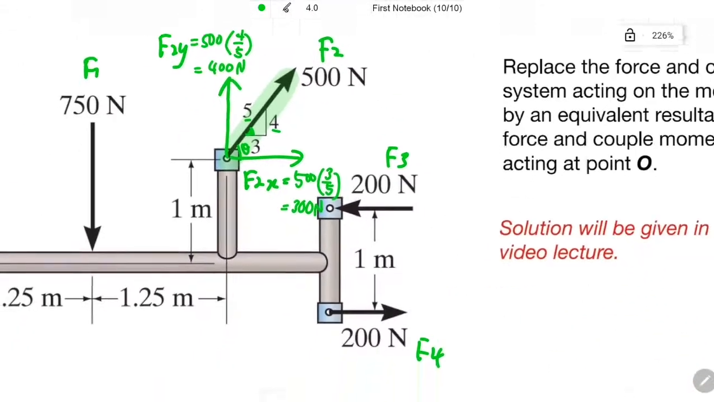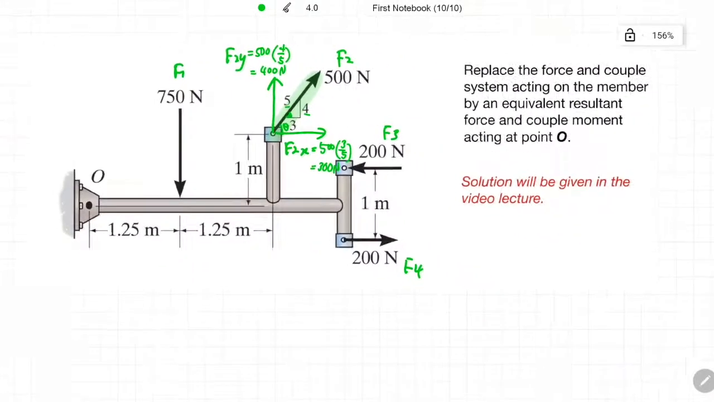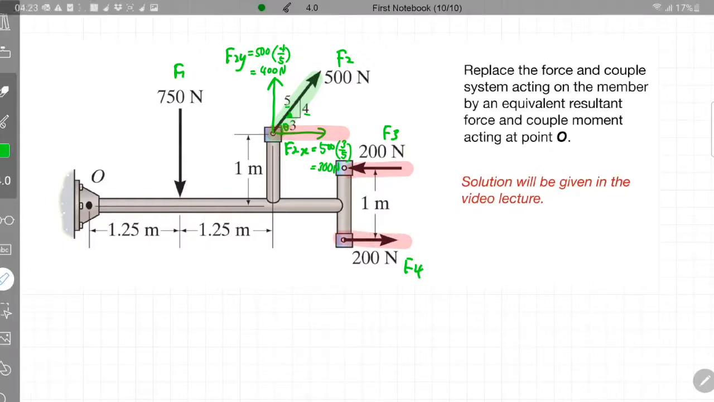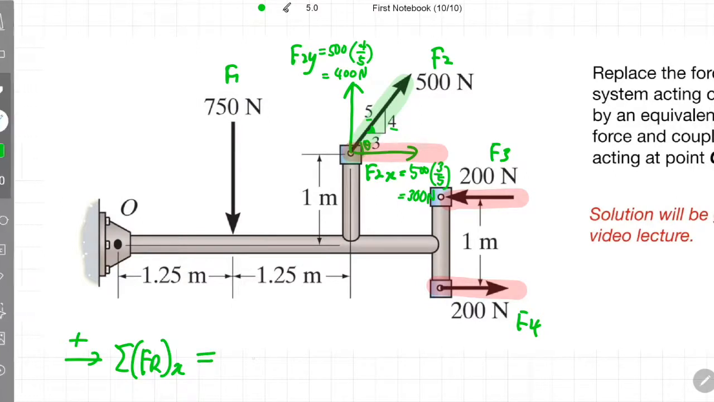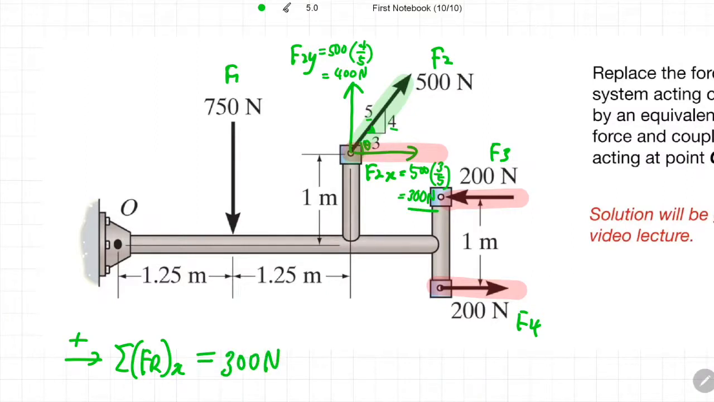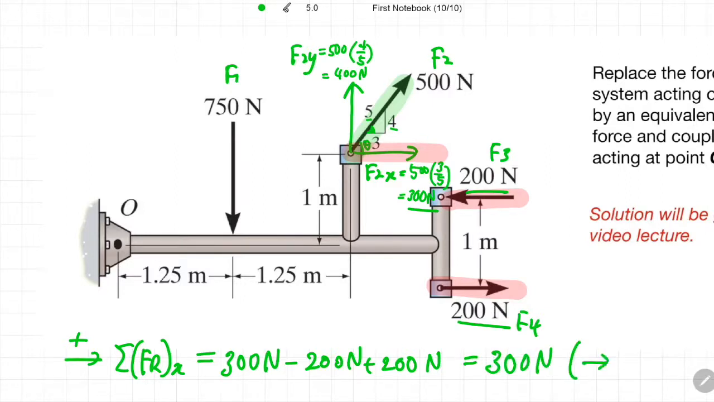Okay, now that all the external forces are appropriately described in either x and y direction, we can easily find the resultant forces. Let's solve for the x direction first. To find the resultant force along the x direction, let me highlight all the forces acting in the x direction, which are F2x, F3, and F4. We can calculate the summation of the resultant forces along the x direction, and we assume that the rightward direction is positive. Then the total would be F2x, which is positive 300 Newton because it is rightward, then minus the 200 Newton from F3 and plus the 200 Newton from F4. Follow the direction of the forces accordingly. So the magnitude of the resultant force along the x direction would be 300 Newton. Because it's positive, this magnitude is in the rightward direction.